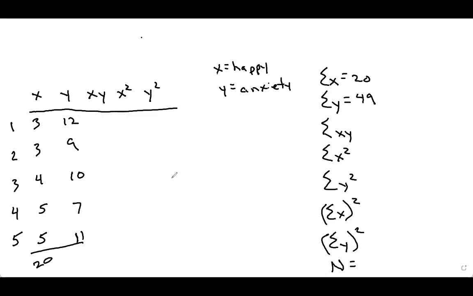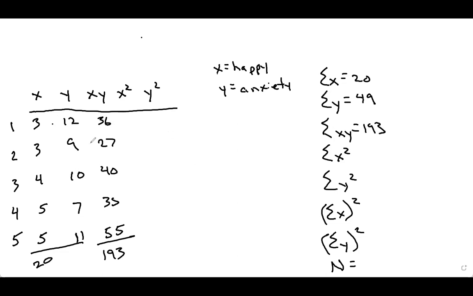All right, now we have XY. So now we have to multiply each participant's happiness and anxiety score together. 3 times 12 is 36. 9 times 3 is 27. 4 times 10 is 40. 5 times 7 is 35. And 5 times 11 is 55. If you add up all of these scores, that comes out to 193. So put it over here, 193.